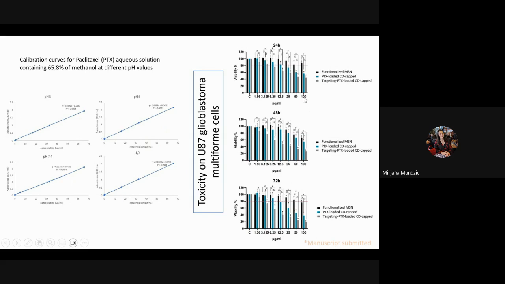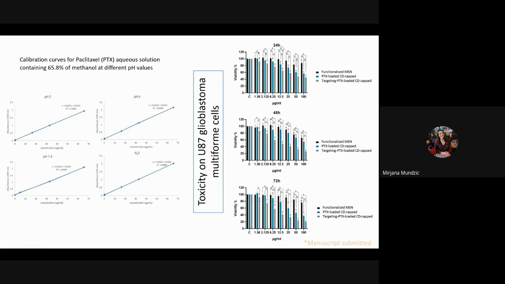And in all three cases, the functionalized MSN showed no toxicity, or low toxicity only in the case of 100 micrograms per milliliter, but those are such high concentrations that they're usually not even used. We have here, green is the anti-cancer drug loaded and capped material. And the gray one is the same as the green one, but with the addition of that targeting chlorotoxin molecule.